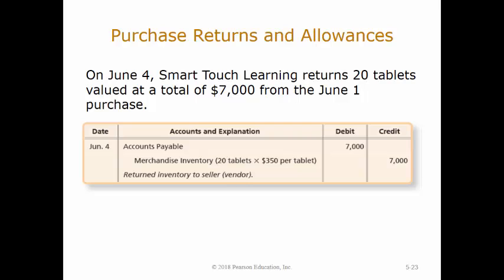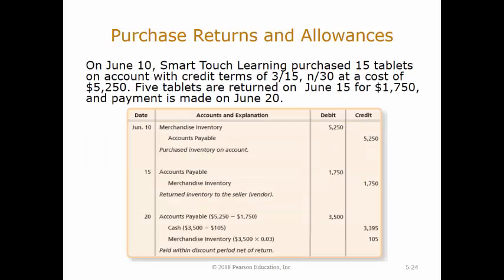This has the effect of reducing this outstanding account payable from $35,000 to $28,000. The exact same entry is made for a purchase allowance granted to the buyer from the seller or vendor. The only difference between a purchase return and a purchase allowance is that in the case of the allowance, Smart Touch Learning keeps the inventory.